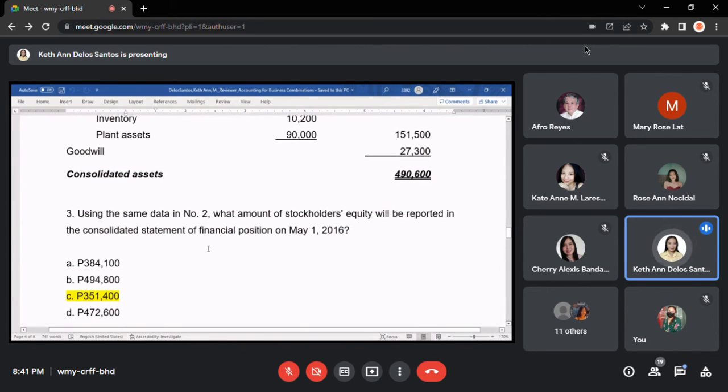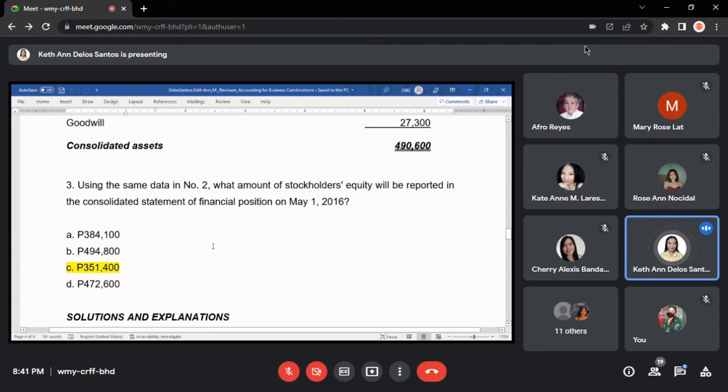Using the same data in number 2, what amount of stockholders' equity will be reported in the consolidated statement of financial position in May 1, 2016? Letter A, 384,100. Letter B, 494,800. Letter C, 351,400. Letter D, 472,600. The answer is C.